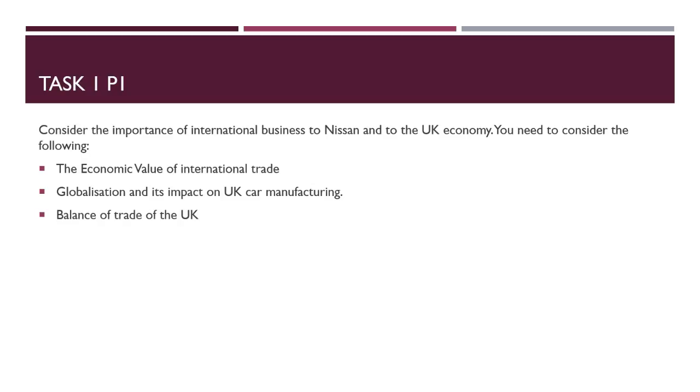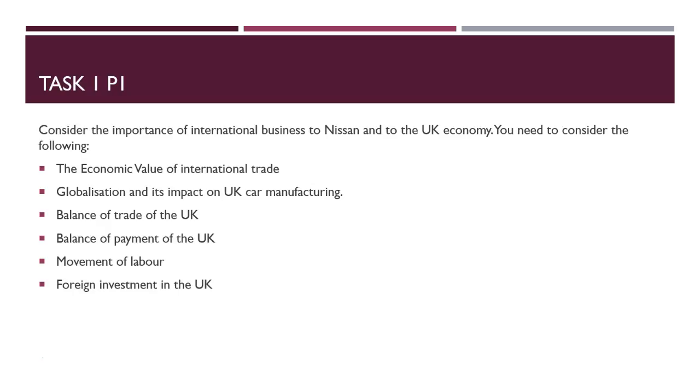Balance of trade. Remember, that's different to balance of payments. But examine what the balance of trade is, what the value of it is. Those are good statistics to put in. Balance of payments. Again, what is it? What is the value of it? Again, good things to put in. Movement of labour, basically what's going on with labour in the UK in terms of immigration and migration.